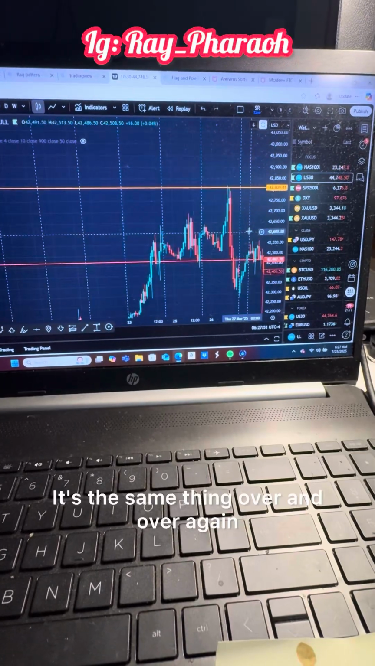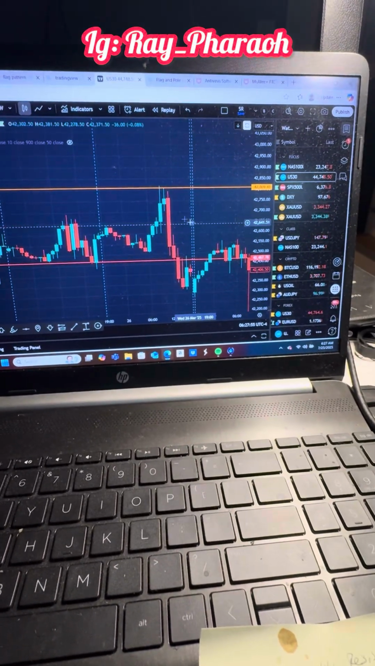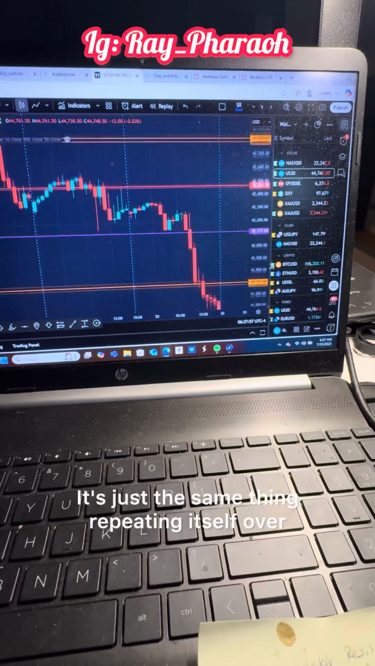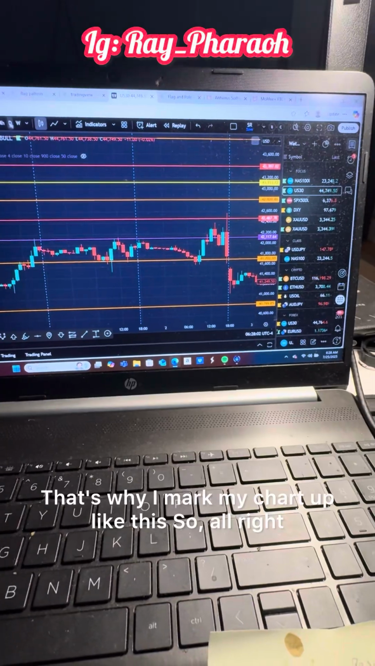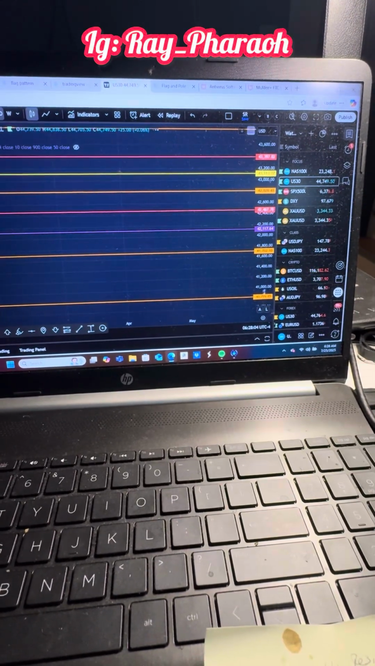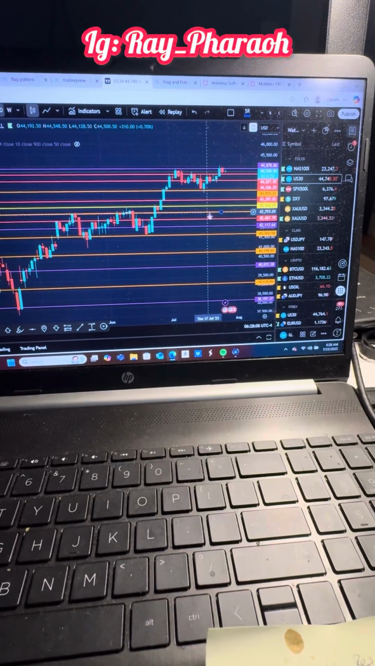It's the same thing over and over again. Reversal candle, and then we get a push down. It's just the same thing repeating itself over and over again. That's why I mark my chart up like this. So, all right, I'm gonna show y'all another example.